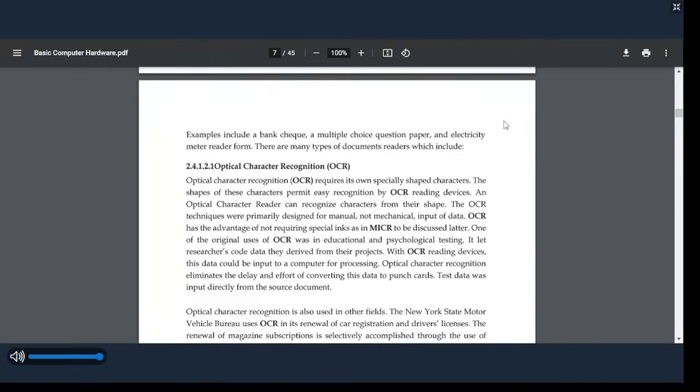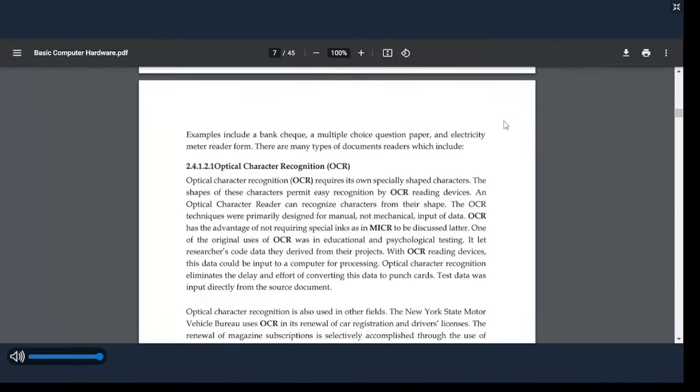So OCR, which is also called optical character reader, has the advantage of not requiring special inks, as in the MICR. MICR is the magnetic ink character recognition, which we are going to discuss later. One of the original uses of optical character recognition was in education and psychological testing.